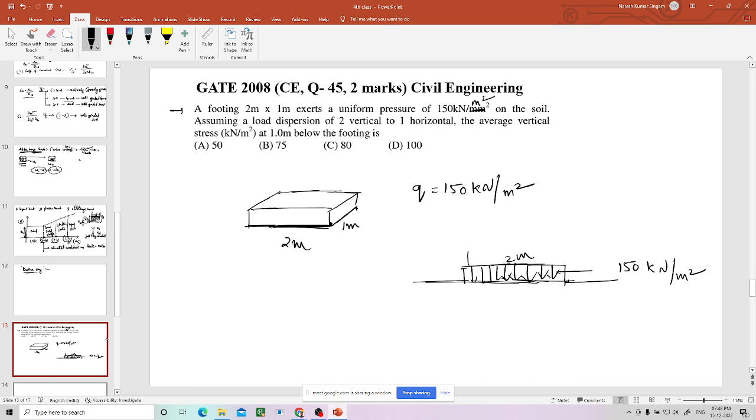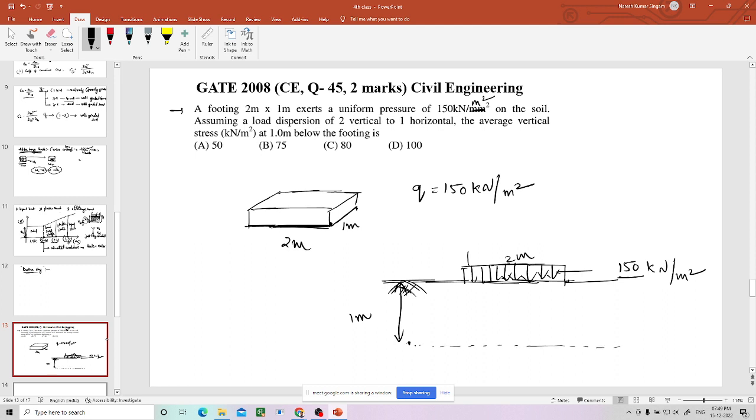But what is happening? Here it is saying load dispersion below the ground level. If this is the ground level, the average vertical stress below. So he is saying at 1 meter below the ground level, what is the load dispersion, or what is the pressure due to this 150. So 150 pressure will not be 150 at this level.